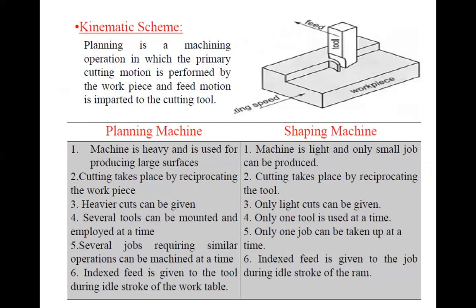So different types of workpieces you can keep, and at a time you can machine different kinds of jobs. Different kinds of workpieces can be machined. Whereas in shaper, because we are having only one cutting tool, it's not possible to make multiple jobs. So at a time you can make only one job. Only one job can be taken at a time.